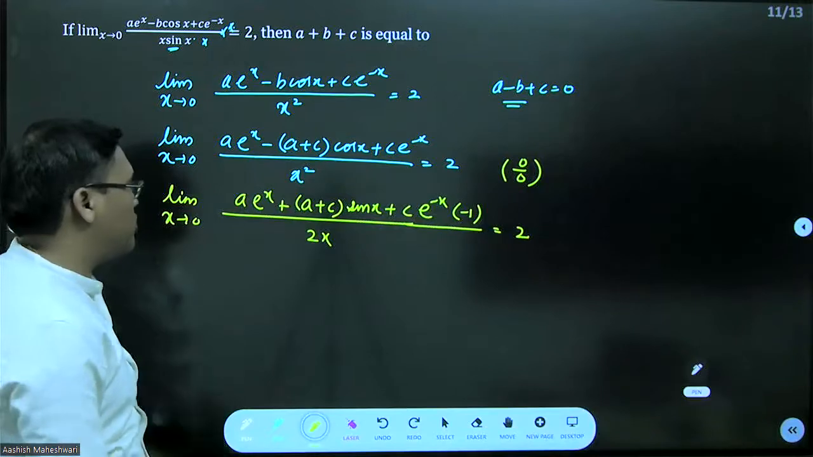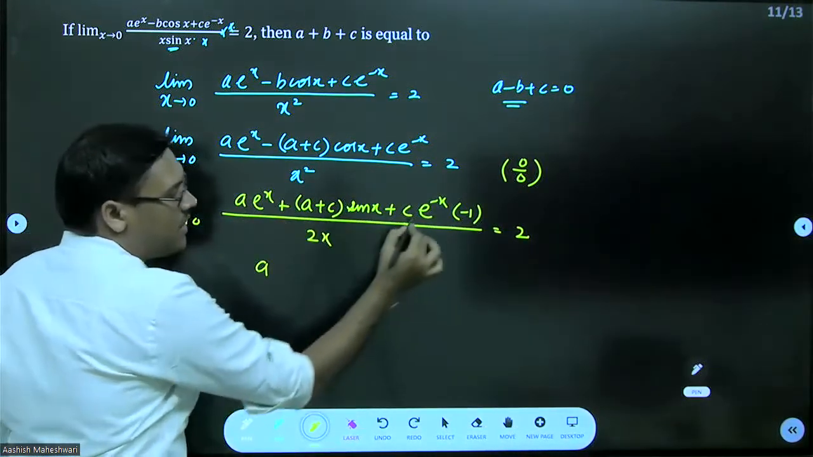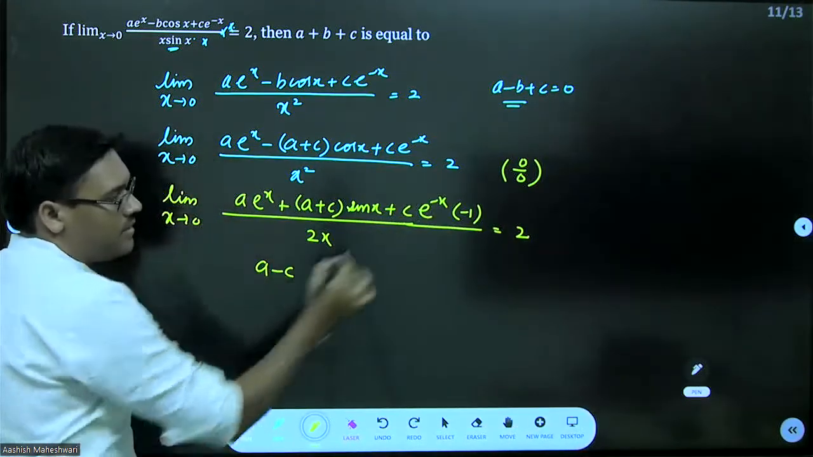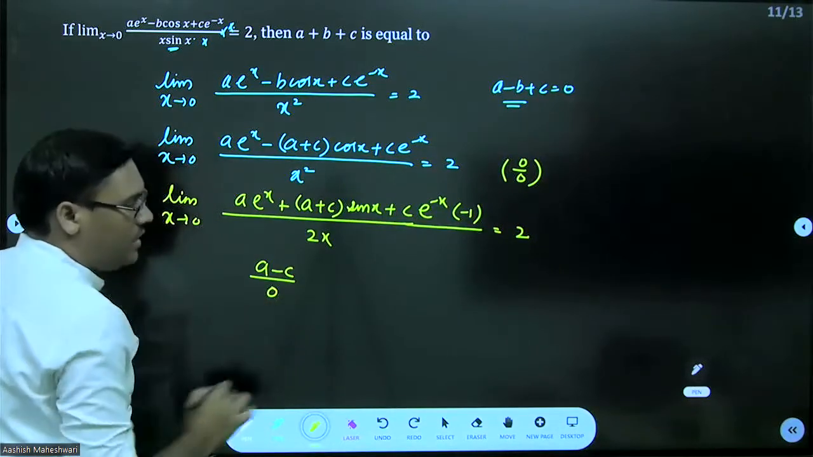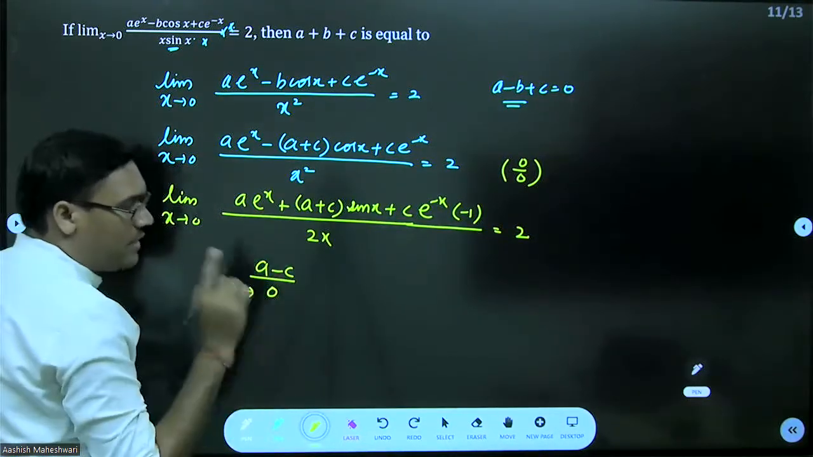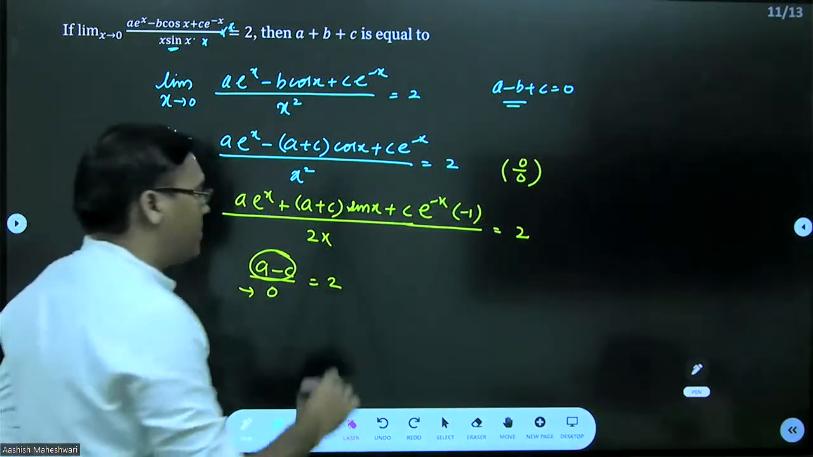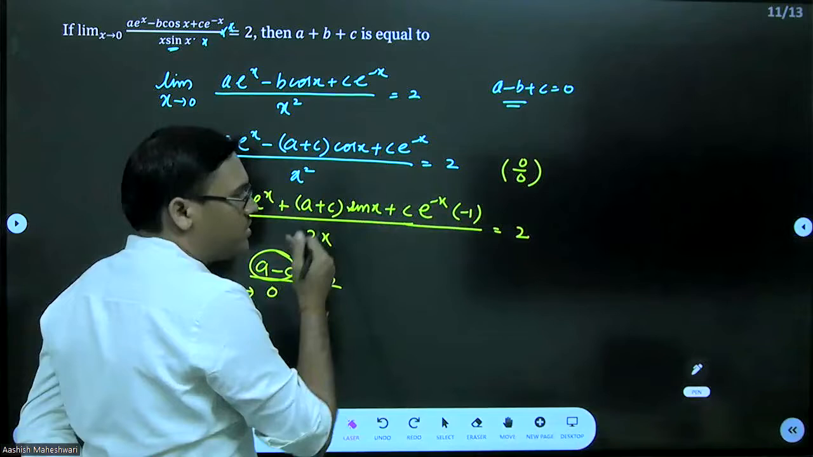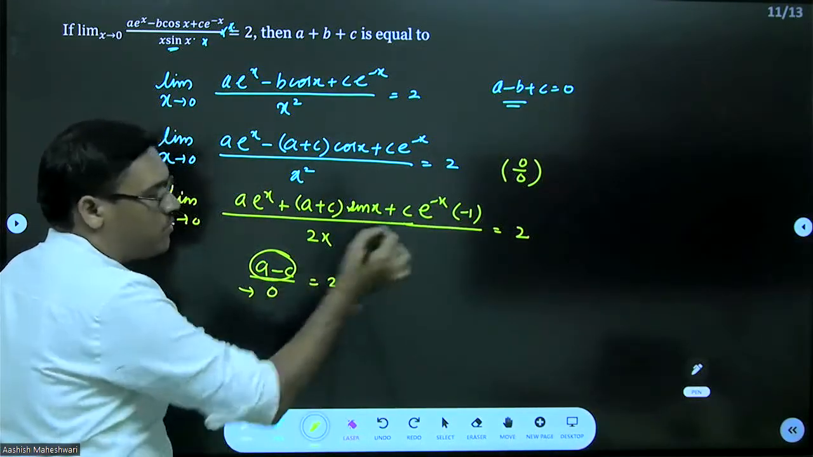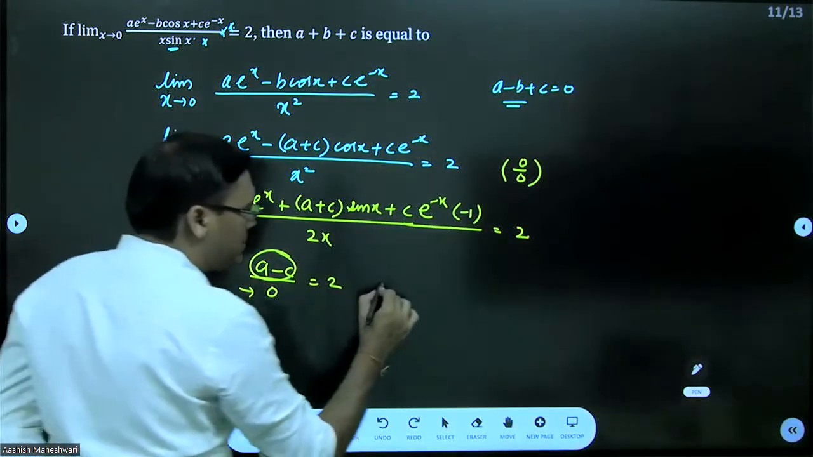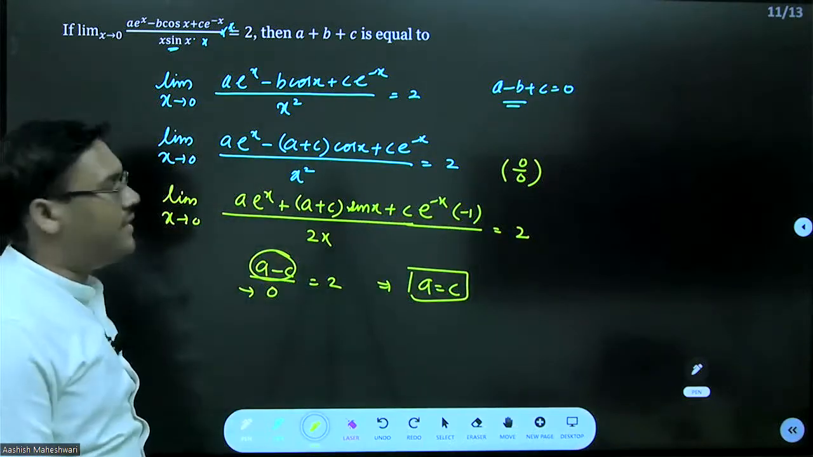Now observe, as x approaches 0, this is a. As x approaches 0 this is 1, and this will become 0. And what is this? This is minus c. As x approaches 0 this is 0. So a minus c upon 0 approaching 0. Now again see, if its value is to be finite, then a minus c has to be 0. Again same logic: otherwise, if this is not 0, the 0 by 0 form will not be formed, or you can say if this is a non-zero value, this value will approach infinity. So this implies a has to be equal to c. So this also came: a is equal to c.